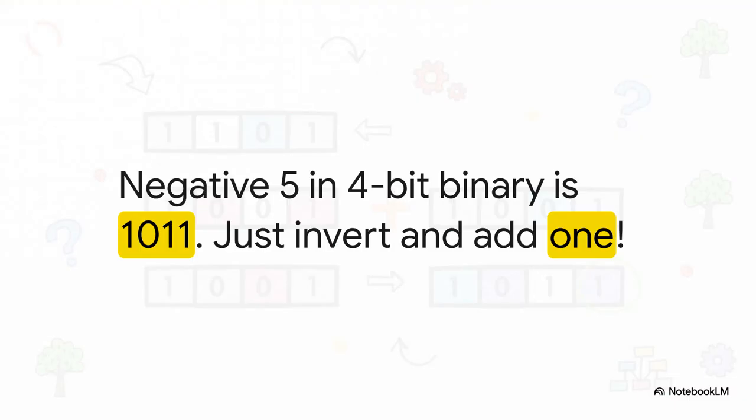Negative 5 in 4-bit binary is 1011. If we follow the standard step-by-step method, we start with 0101. First, we invert everything to get 1010, then we just add 1 to that final bit, bringing us perfectly to our final state of 1011. Fantastic work if you nailed that.